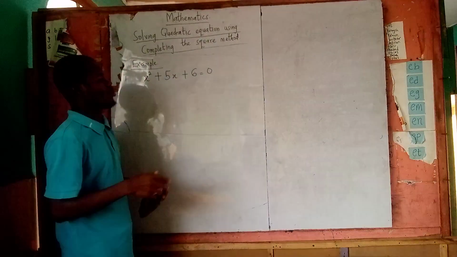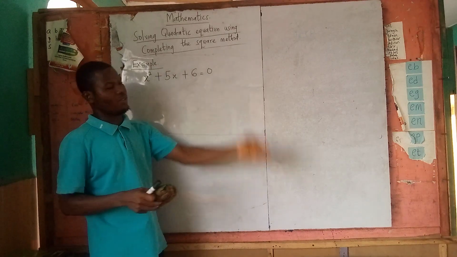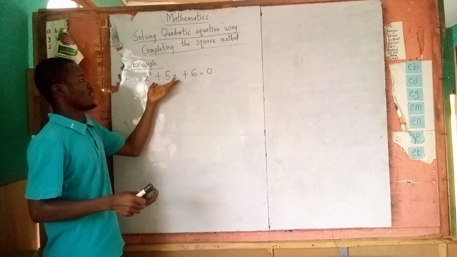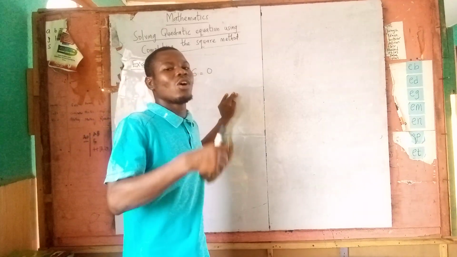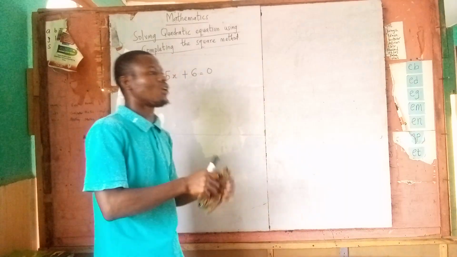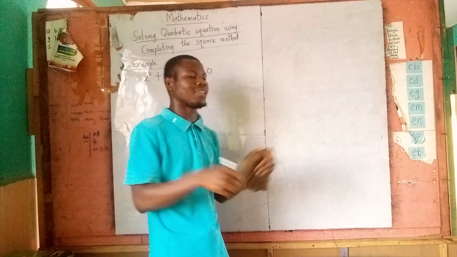So the last question we solved in the former class was x squared plus 5x plus 6 equal to 0. We have to solve this question using the completing the square method, and we confirm our answer.